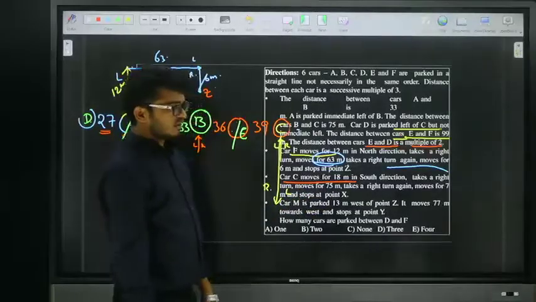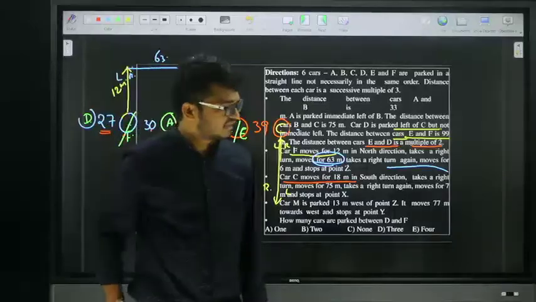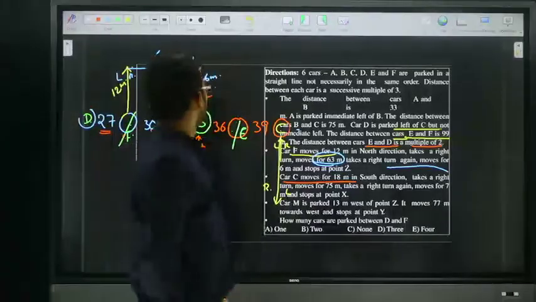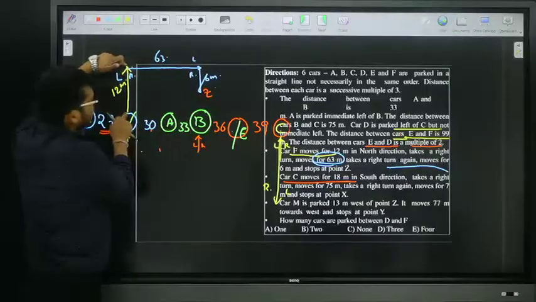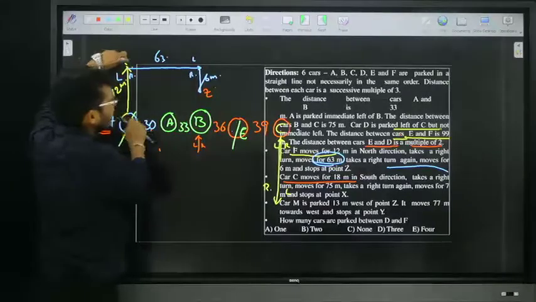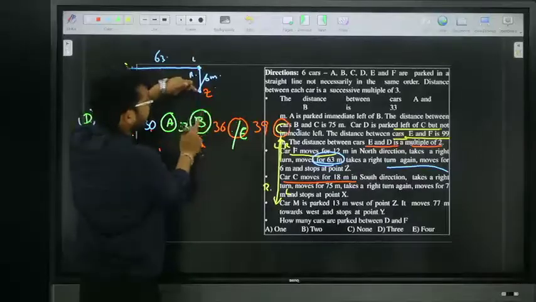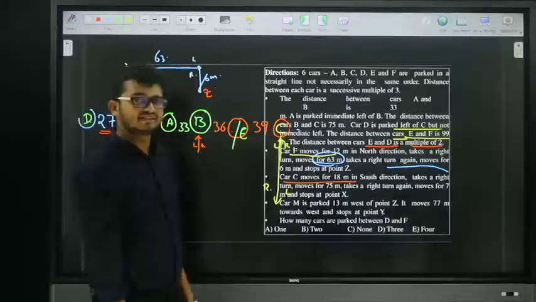Yes. Dineshwaran, your answer is correct. Yes, Vasudev, your answer is also correct. And why, friends? When they mention the distance, this one total is 12 meter, and this one is 6 meter, so car B to Z, the answer is 6 meter.